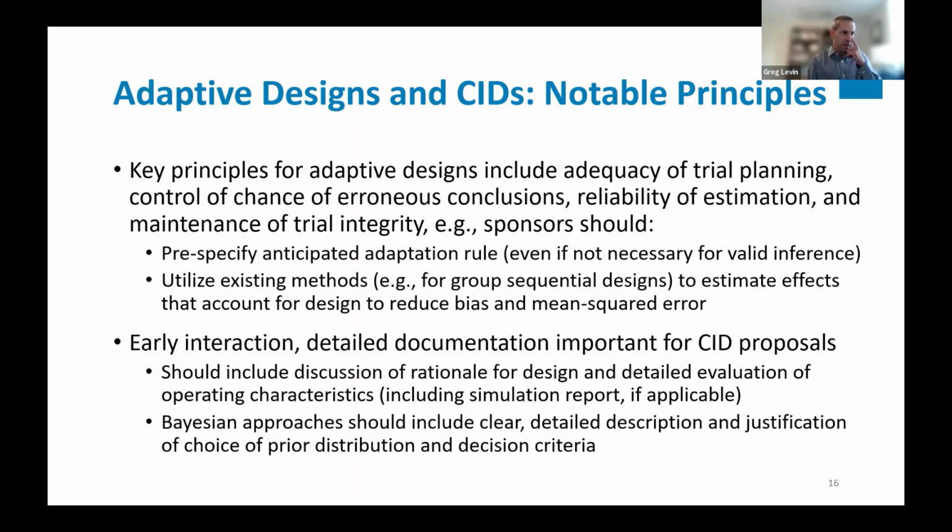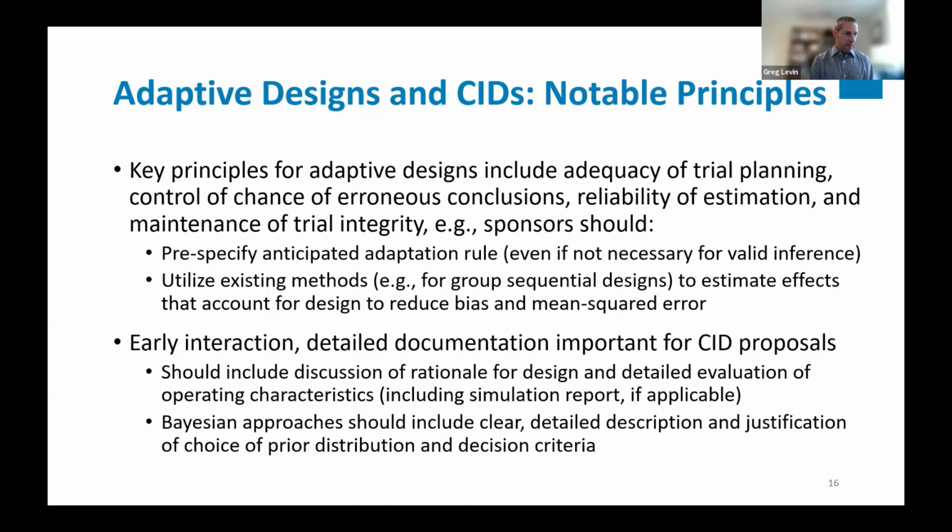follow those principles. The first is pre-specification of the anticipated adaptation rule. Even if it's not necessary for valid inference, there are other really important reasons for such pre-specification. And then utilizing existing methods to estimate treatment effects that account for the adaptive design. For example, a variety of methods exist in the group sequential space, and these adjusted estimates can greatly reduce bias and improve mean squared error and should be more readily used.